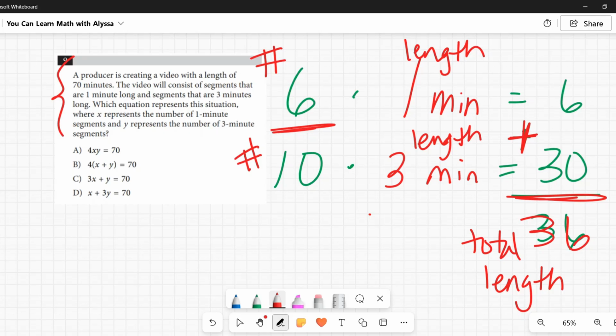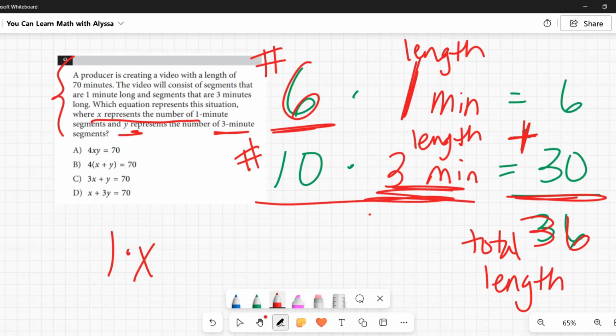word problem here, and let's do this with the more abstract x and y. Again, we have 1 minute segments and we have x of them. x represents the number of 1 minute segments. We already said we took the number of segments and multiplied by the length. So the length is 1, and we're multiplying by the number of segments, which is x. Then y represents the 3 minute segments. In our example, we took the 3 minutes and multiplied by the number of segments. We're going to do that again. So it's 3 times y.